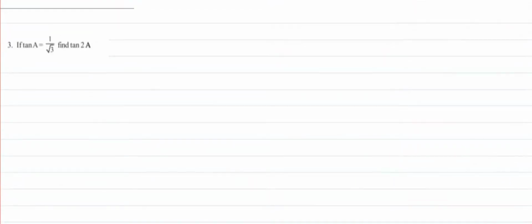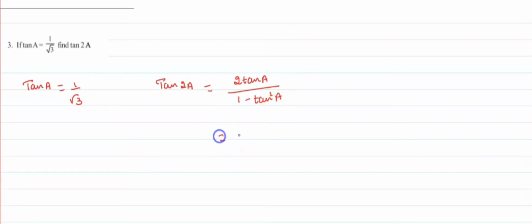Tan a is equal to 1 by root 3. Find the value of tan 2a. So you need to find the value of tan 2a. What is the tan 2a formula? That is 2 tan a by 1 minus tan square a. Substitute the value of tan a here. So 2 into 1 over root 3, whole divided by 1 minus 1 over root 3 whole square.